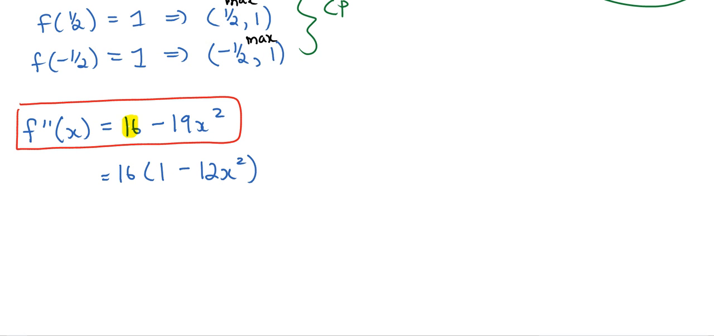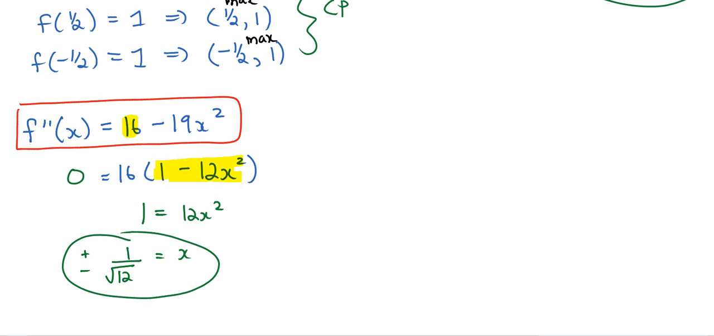I do factor that, and then I can set that equal to 0. If I take my second derivative and set that equal to 0, I look at that expression right there. That's the same thing as 1 equals 12x squared, because I'm saying this equals 0. So x is going to equal plus or minus 1 over root 12. Okay, so I have 2 x values for my second derivative, so that means I have 2 inflection points.